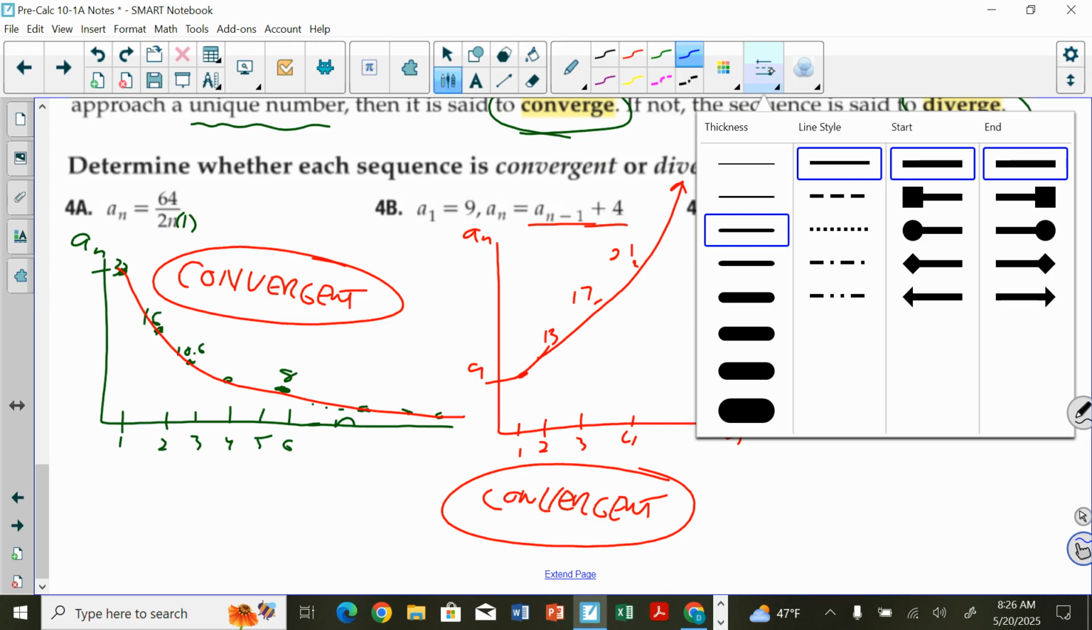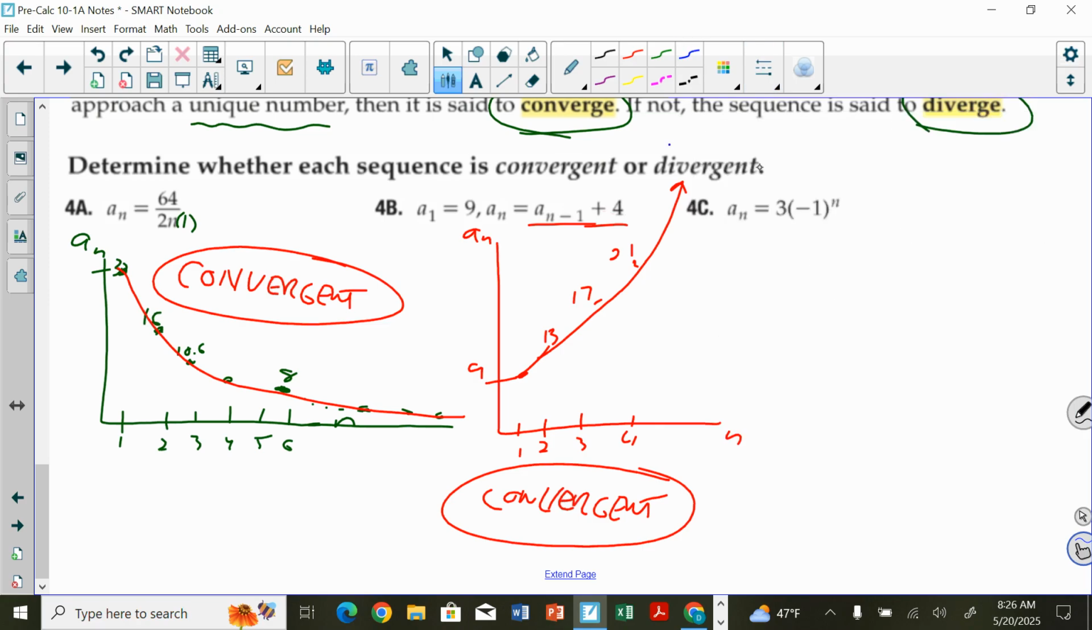And then the last one here, we can look at this one. If we just sketch, and it doesn't have to be crazy, just a little sketch to get the idea, a sub n and n. And this one, if we look at our n values, 1, if I plug 1 in here, -1 to the first power is -1 times 3, which is -3. I've got to draw a graph down here, right? -3. If we plug in 2, it's going to change though, right? -1 squared is +1 times 3, which is 3 here.